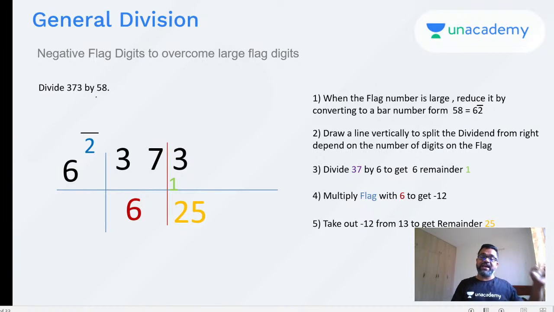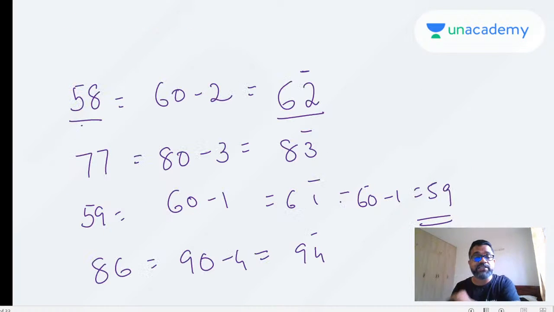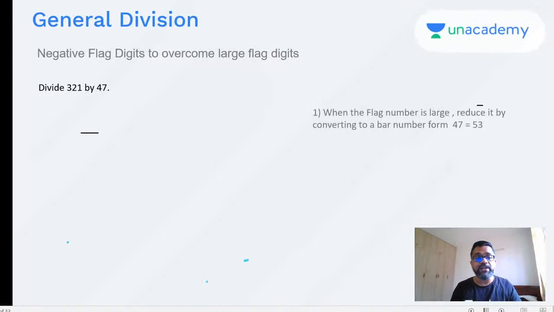Now you can do it the other way also. This might be easier. But it is always advisable, when you have divisors ending in 6, 7, 8, and 9, to convert them to the bar number form, because effectively you're always adding, and adding is a lot easier. So let's look at one more example.